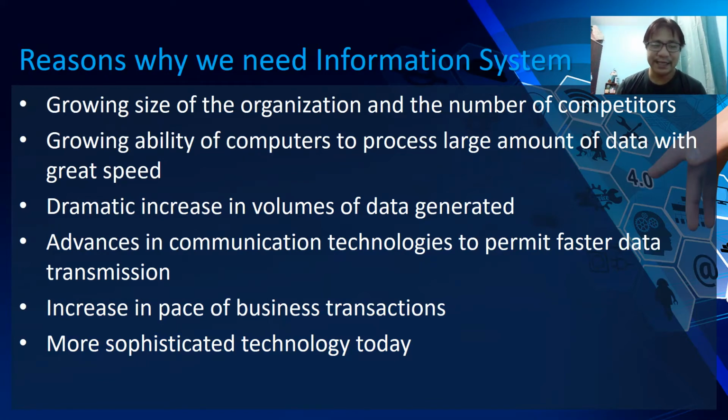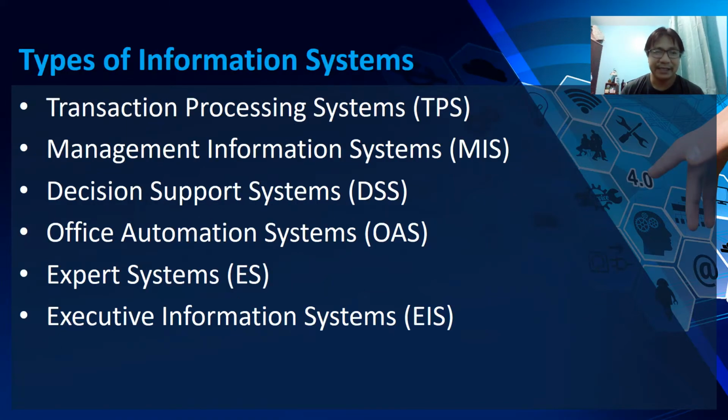Then there is more sophisticated technology today. When I say sophisticated, it is quite expensive, but it can produce accurate, reliable information for the information system. Okay, so that is the reason why we are in need of information systems. Next, the types of information system. These are the different types of information system right now on the market.